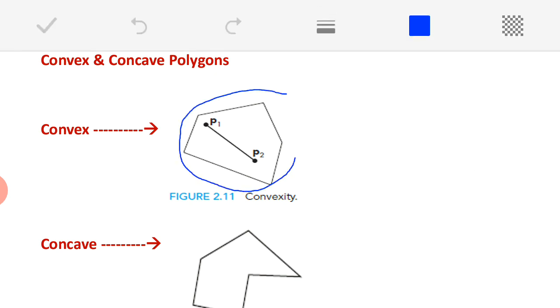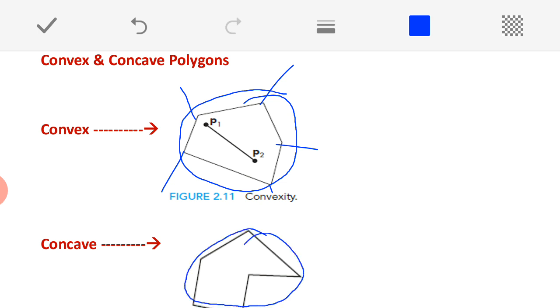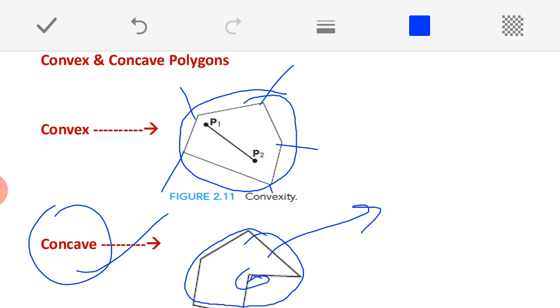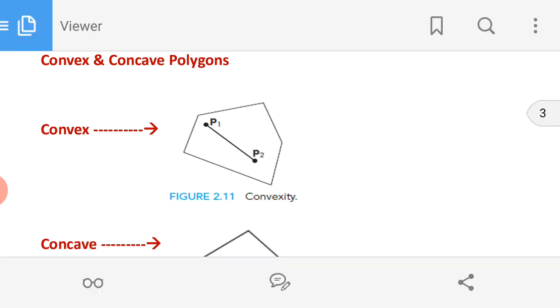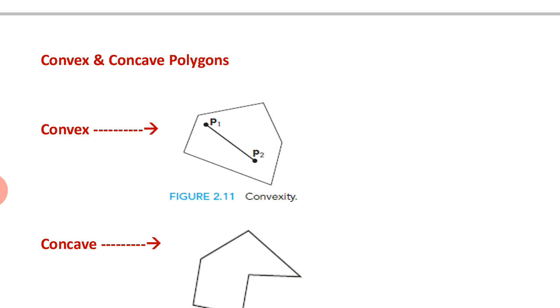Another thing that I have already told: if you draw a circle over here, it is going to touch all the vertices of that convex polygon. At the same time, if you draw the circle over here, one particular vertex, this one, is going to miss, it is not going to touch the circumference of the circle. Then automatically we can conclude that this is also a concave polygon.